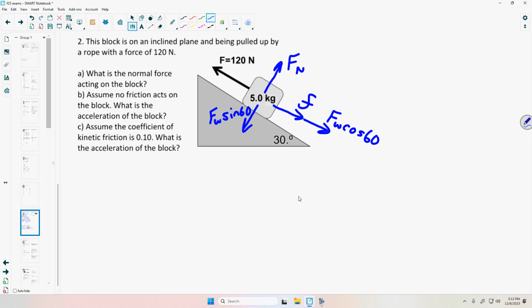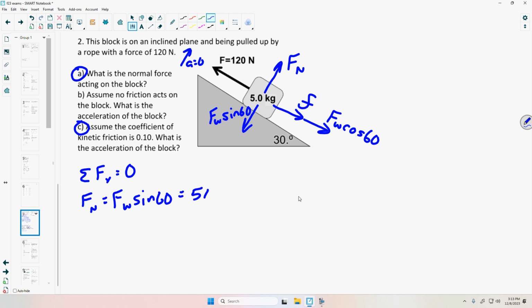I'll give you part A and part C here, not part B. The first one's just: what is the normal force? Since there's no acceleration in the y direction, I can say that the sum of the forces in the y direction equals 0, or Fn minus Fw sine 60 equals 0, or Fn is equal to Fw sine 60. That's equal to 50 sine of 60. I think that's 43 newtons.